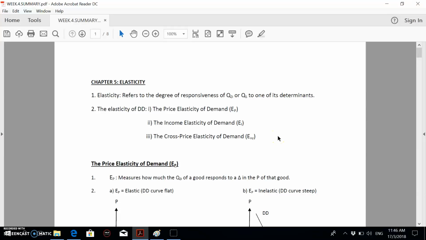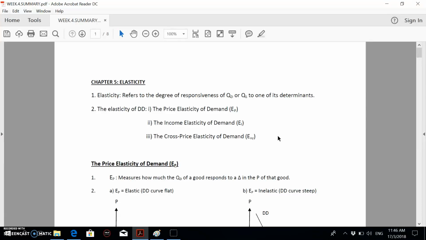In the previous chapter, we learned about supply and demand only. According to the law of demand, when the price increases, quantity demanded will decrease. And the same thing goes for the law of supply. When your price increases, as a rational supplier, you are going to increase your supply.